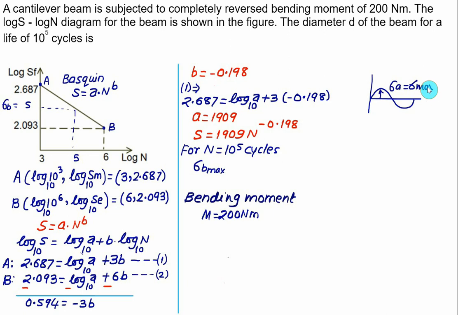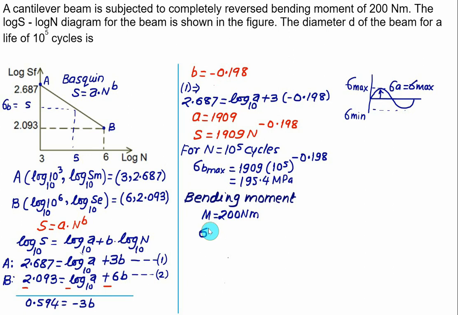This value is same as sigma max, and the corresponding value here will be sigma minimum. And this is the problem of bending, so this value will be same as our sigma bending maximum, equal to 1909. Number of cycles we are using as 10 to the power 5, and the power is minus 0.198. Solve this, and you will get the maximum bending stress produced corresponding to 10 to the power 5 cycle, which is 195.4 megapascal.